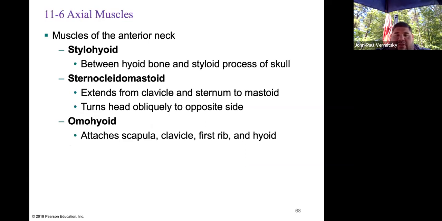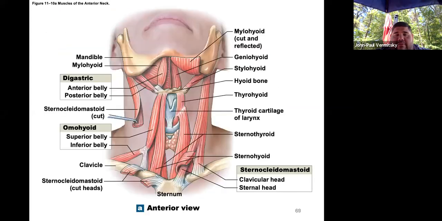You then have the sternocleidomastoid, which extends from the clavicle and the sternum to the mastoid. The sternocleidomastoid is actually going to turn the head obliquely to the opposite side. Okay. Then you have your omohyoid, which will attach the scapula, clavicle, first rib, and the hyoids. And if we look here, we can see a lot of the hyoid bones here. Again, all nestled around the hyoid bone.